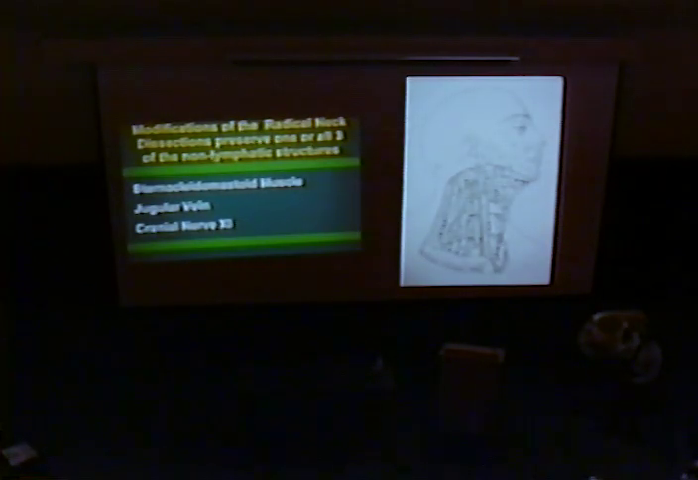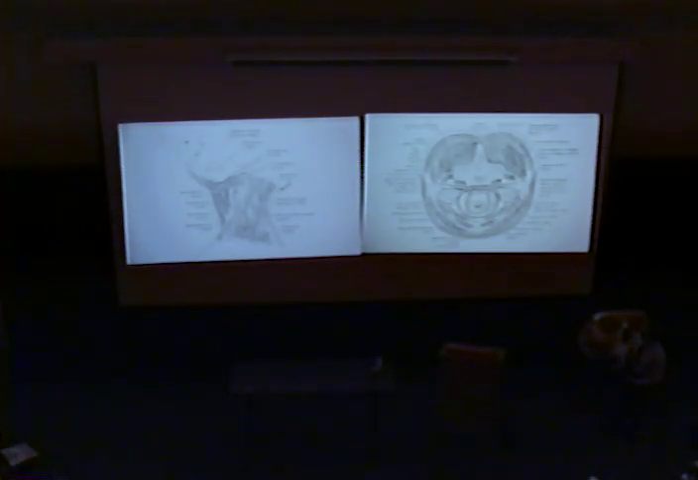Modifications of the radical neck dissection I just alluded to. We try to preserve one of 3 non-lymphatic structures: the sternocleidomastoid muscle, the jugular vein, or cranial nerve 11. So we're going to walk through now a schematic of how we do a modified radical neck dissection and a radical neck dissection. Before I do that, I want to just mention that the layers of cervical fascia, which you learn about in this class, are directly applicable to what we do when we do neck surgery, and specifically modified radical and radical neck surgery.